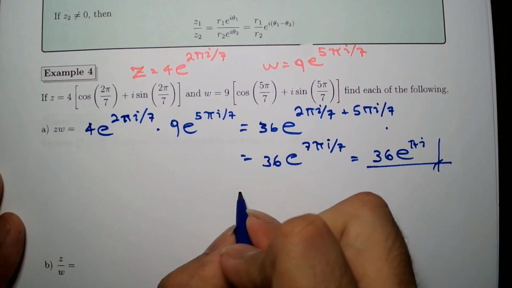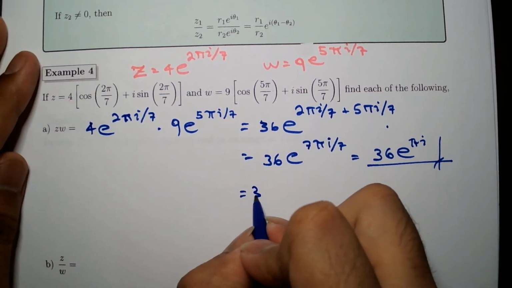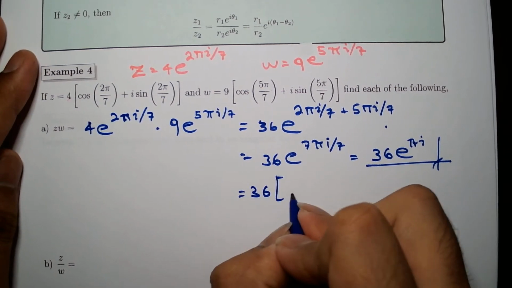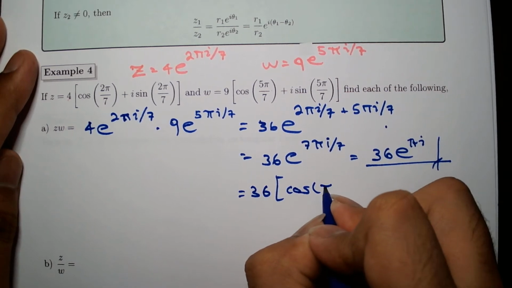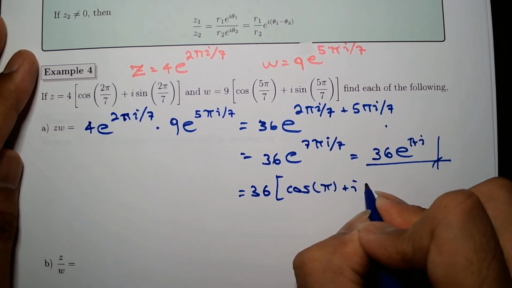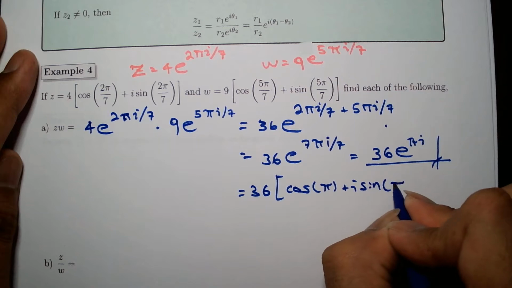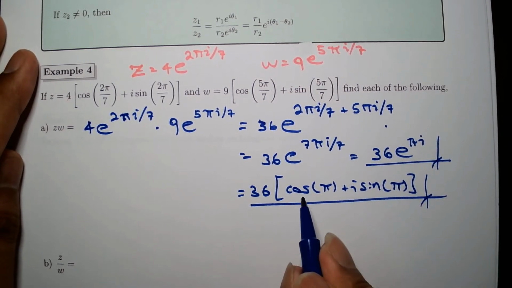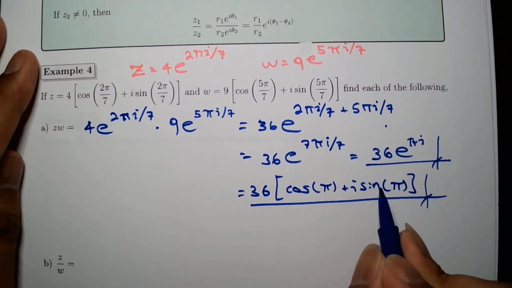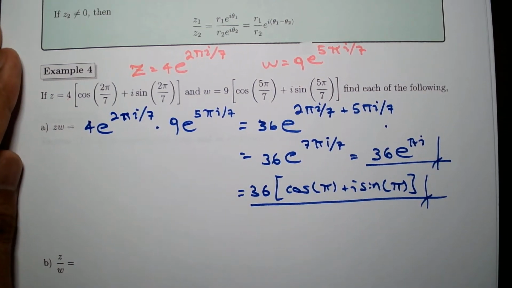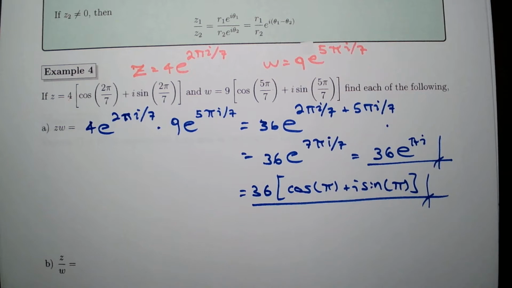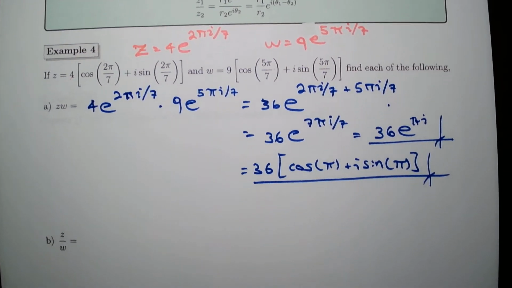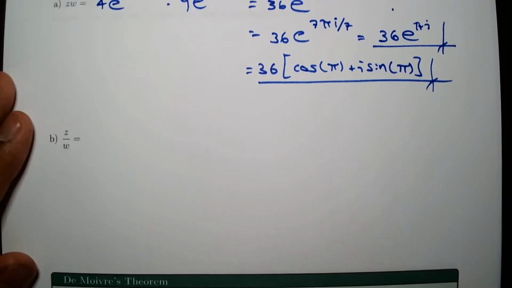We need to also represent it in polar form: 36 cosine pi plus i sine pi. Then we can evaluate cosine of pi, which is -1, and sine pi, which is 0. That'll be -36, our final answer. But we can leave it like this. Let's perform the division this time. Let's divide.